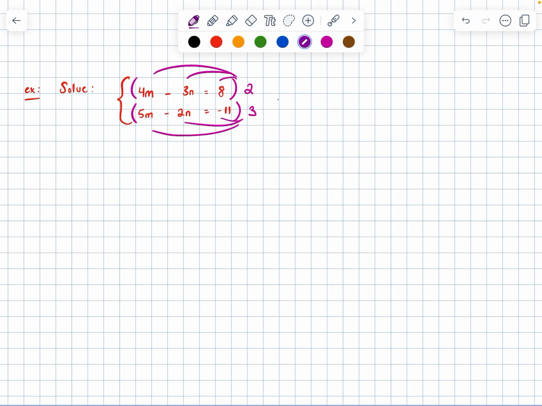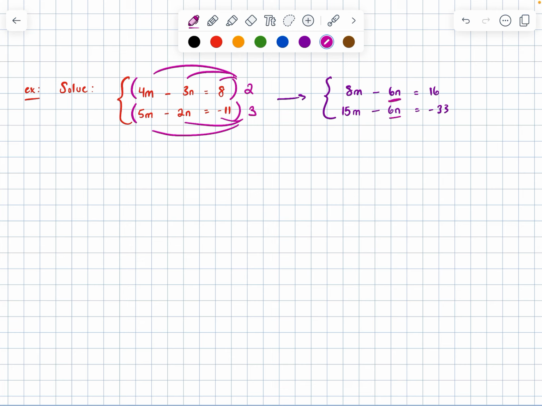Doing some distributive property, on the top, my new equation will become 2 times 4m, which is 8m, minus 2 times 3n, which is 6n, equals 2 times 8, which is 16. On the bottom, 3 times 5m would give me 15m, minus 2n times 3, which is the 6n that we wanted. And then on the right, negative 11 times 3 is negative 33.